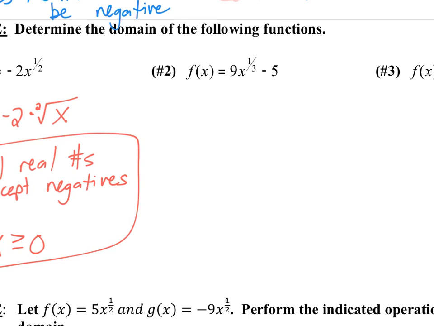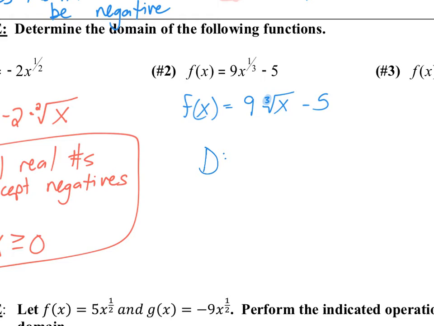You look at number 2. If we rewrite this as a radical, just because radicals are easier to see when it's even or odd, we have 9 times the cube root of x minus 5. Okay, now if you look, we have an odd root. 3 is odd. So the domain, since it's odd, x can be anything. You can do the cube root of a negative.